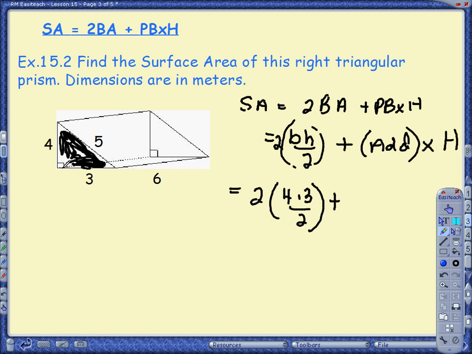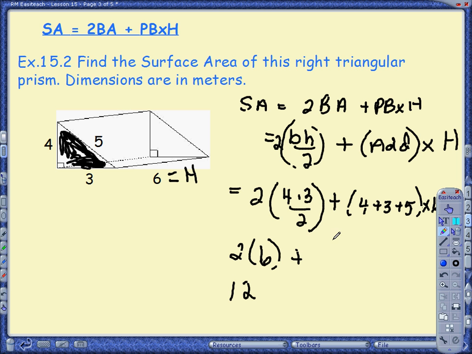Okay, now if we go around this right triangle, we have sides of length 4, 3, and 5. We didn't use this 6, so this 6, if we tip it up on its triangle, becomes the height. 4 times 3 is 12, and 12 divided by 2 is 6. And then 2 times 6 is 12.